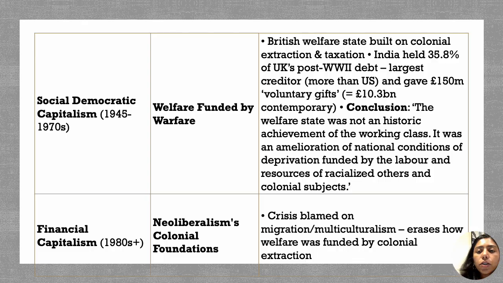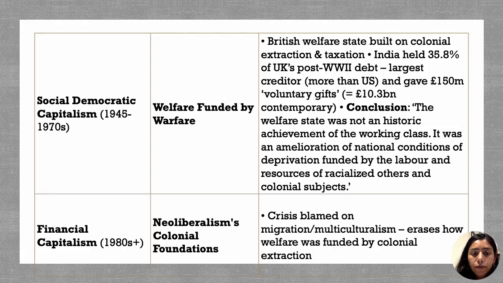For example, not only did India contribute nearly 2 million personnel in the war efforts, it gave, or rather was forced to give, a, quote, voluntary gift of 150 million pounds, that is around 10 billion pounds in contemporary money, and after World War II held more British debt than all other colonies combined. So this was about 35.8% of the UK's post World War II debt, which is even more than the US. As Bhambra puts it, the welfare state was not just a historic achievement of the working class. It was an amelioration of national conditions of deprivation funded by the labor and resources of the racialized others and colonial subjects.